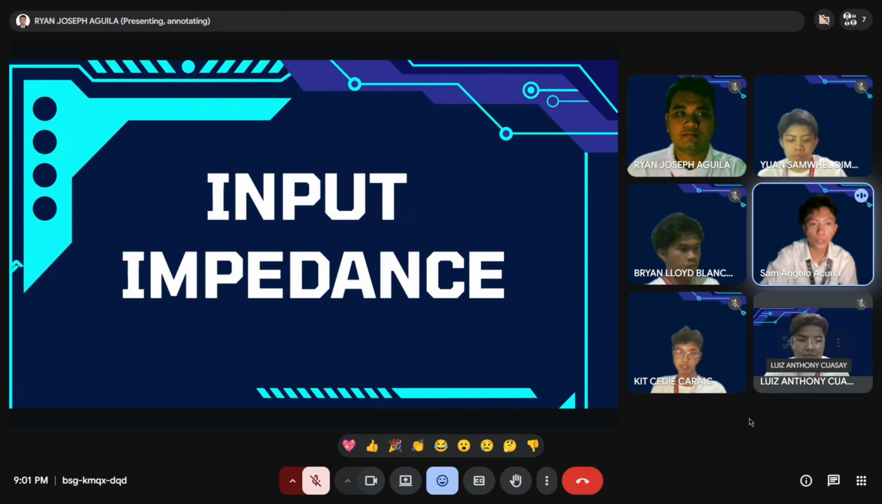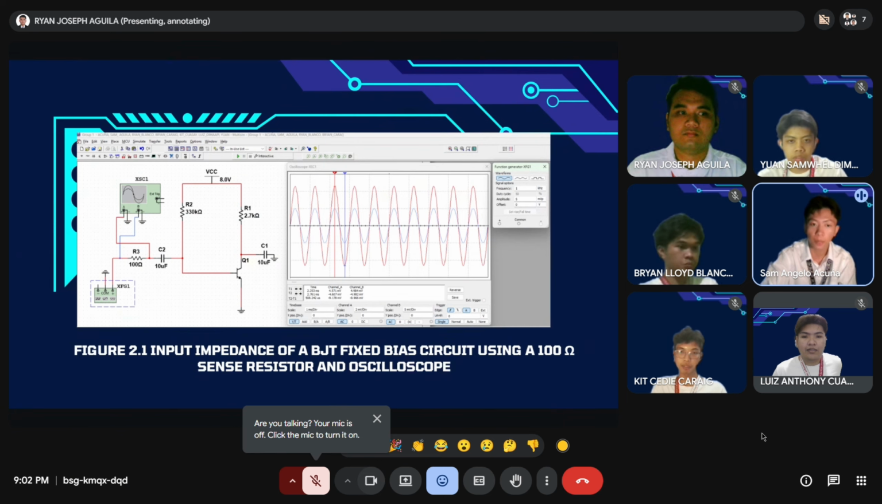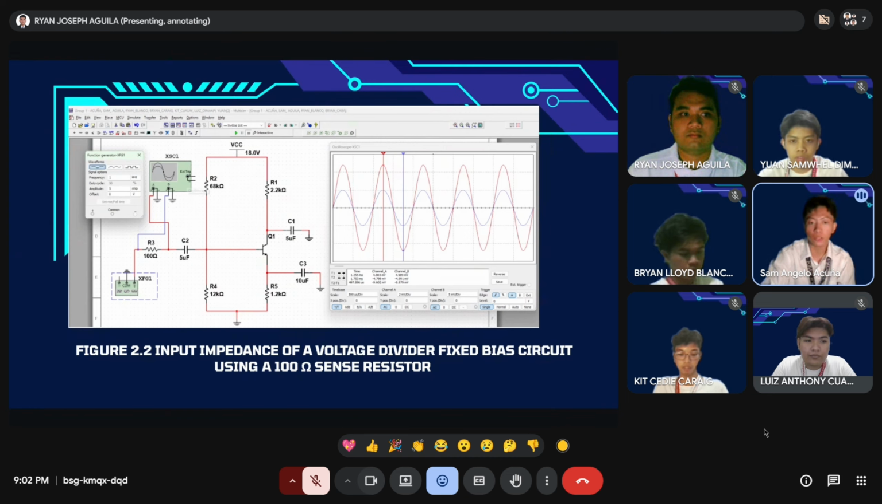So for Figure 2.1, next slide please, which is the BJT fixed bias circuit. For the circuit configuration, the NPN transistor denoted by Q1 is a fixed bias setup, biasing a single large 330 kilo ohms base resistor R2 connected to an 8-volt supply. The oscilloscope shows a noticeable difference between the input and the base signals, indicating a measurable current flow into the base. And for Figure 2.2, the voltage divider bias circuit. For the circuit configuration, it is a biasing which is used as a voltage divider for establishing a stable DC operating point. Next slide, please.